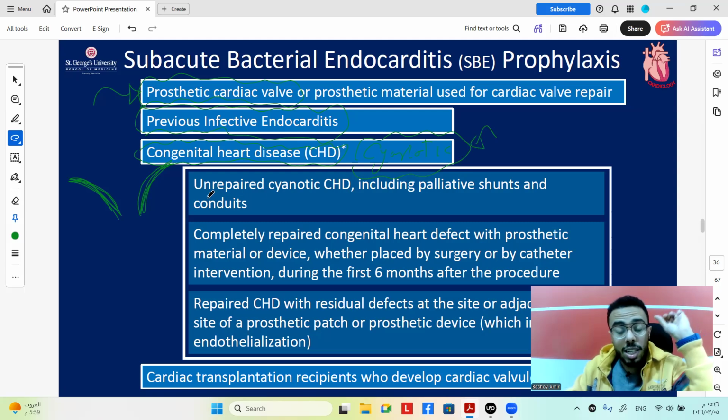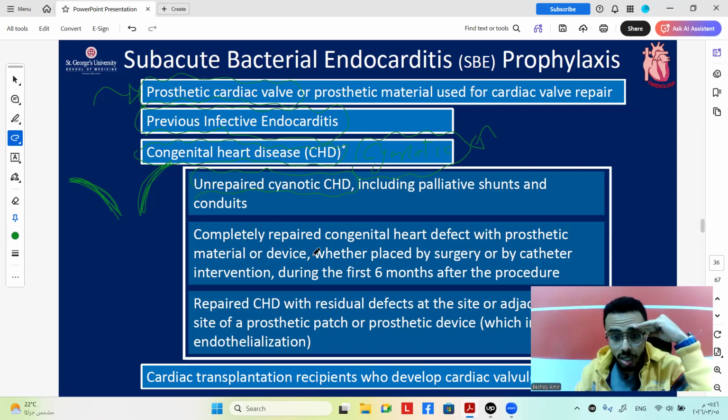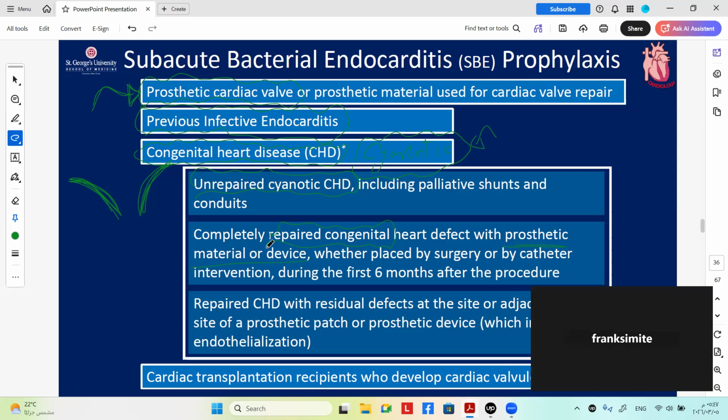Actually not all cyanotic, but unrepaired cyanotic heart disease. If it's repaired, then the patient is suffering from nothing, so it's unrepaired cyanotic heart disease. If it's repaired, then we are fine. But if it's repaired and we have a prosthetic valve, then it would fall under the first category. Any prosthetic valve would be needing prophylaxis.